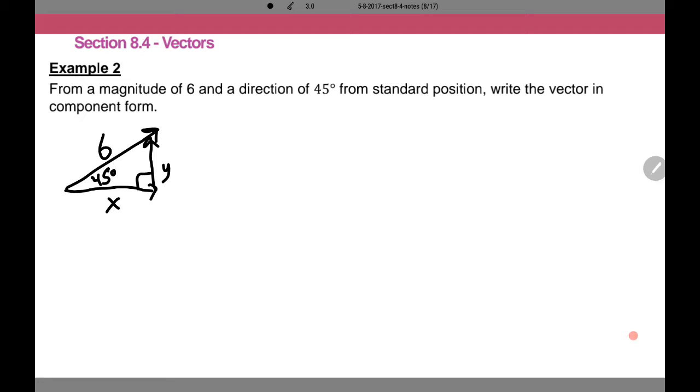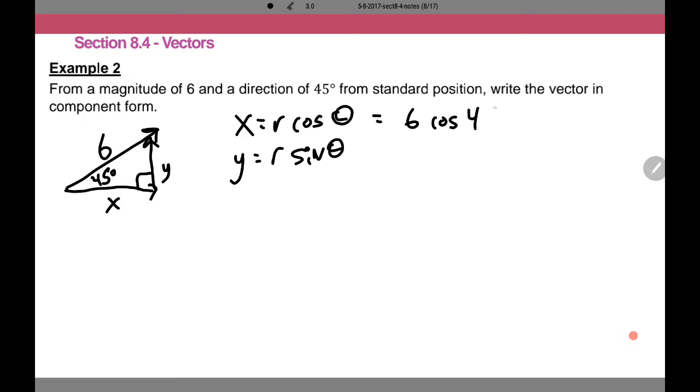It's a little bit harder to do. But in this case, we're just going to do like we did with polar coordinates. Our x component is going to be r cosine theta, our y is going to be r sine theta. And then we're just going to plug that 45 in, and the 6 in, and solve.